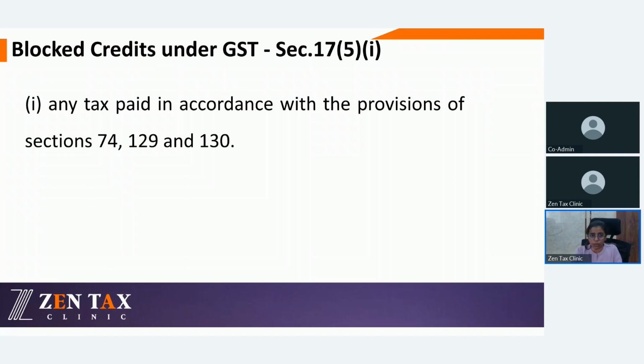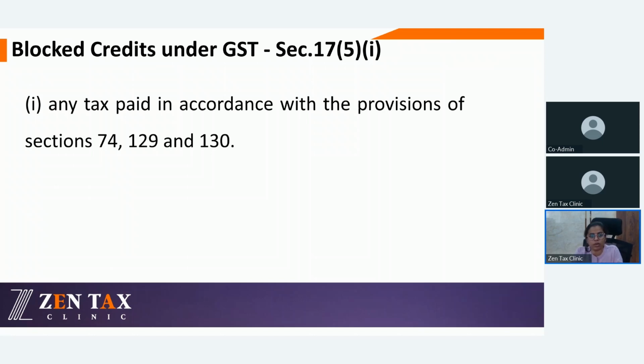Sections 129 and 130 talk about conveyance in transit, that is, during the movement of goods. When there is a detention or a seizure, that comes under section 129, and 130 talks about confiscation of goods. So whenever any tax is paid under these sections, that is 74, 129 and 130, you cannot claim ITC on that. This is with respect to 17(5)(i).